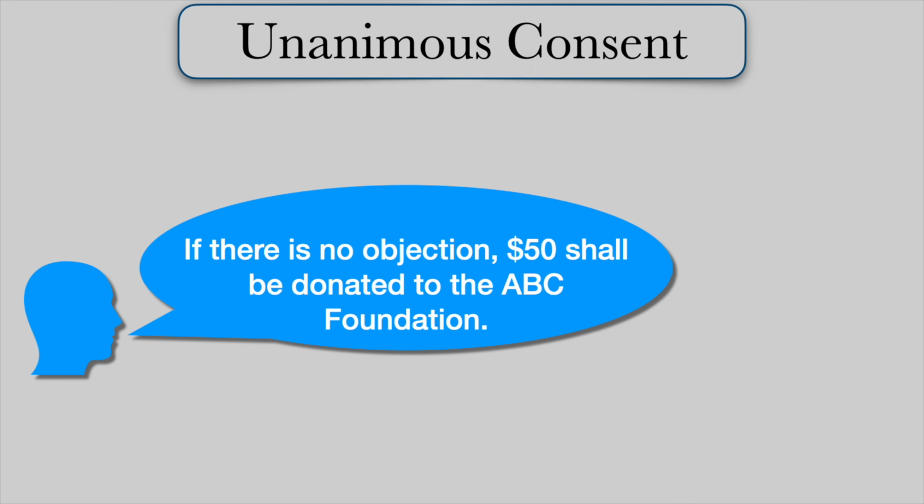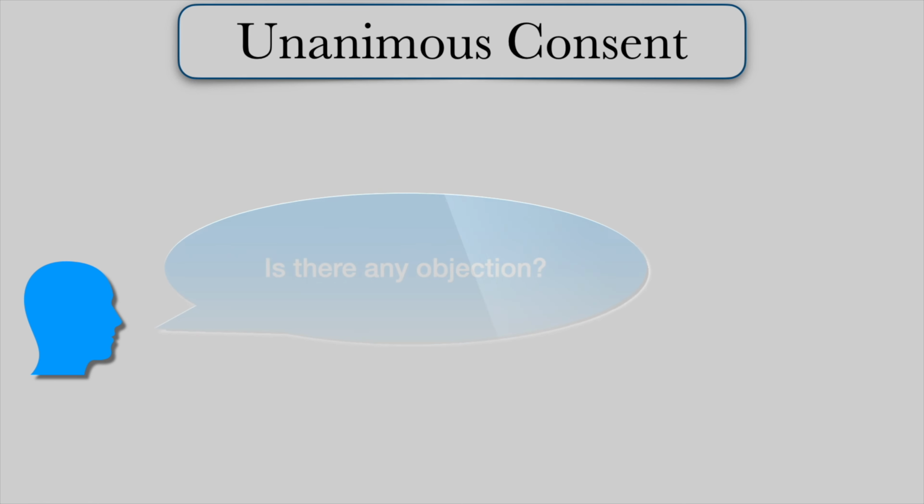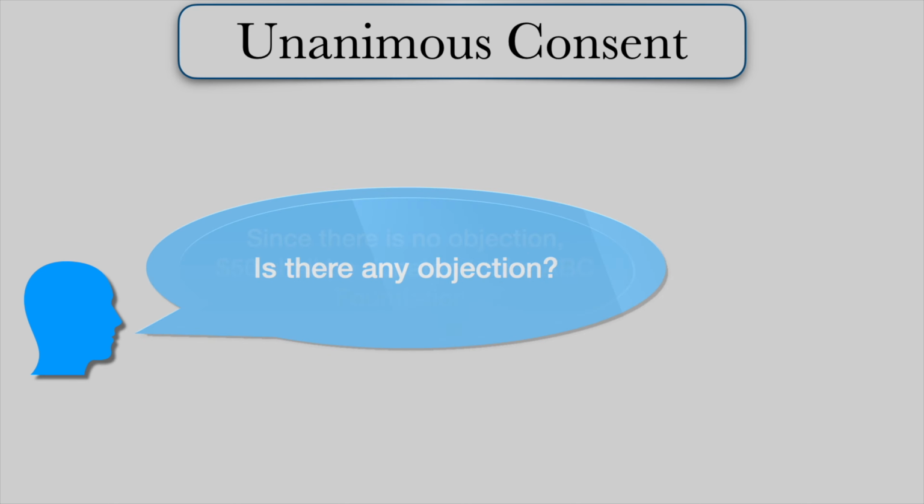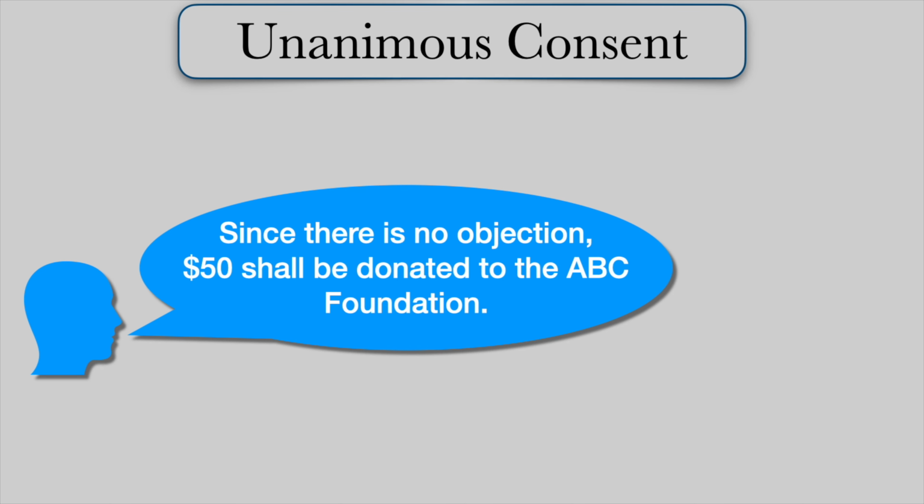I always recommend that the chair then specifically ask, is there any objection? If there is no objection, the chair then says, since there is no objection, $50 shall be donated to the ABC Foundation. So how does a member object?